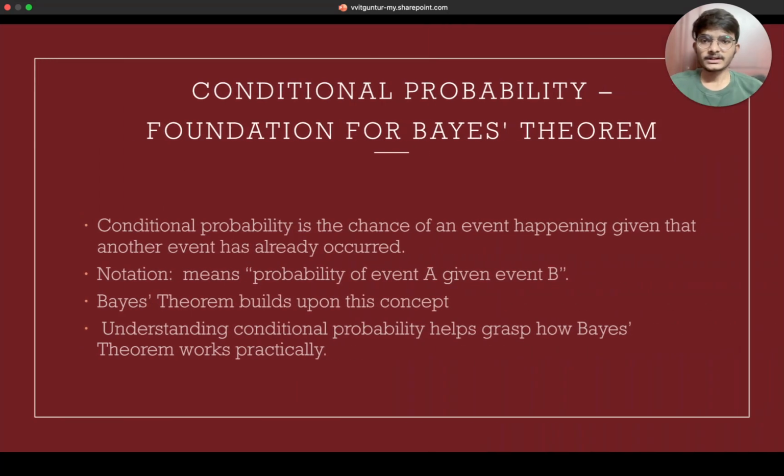Now, beginning the topic, before beginning the explanation of Bayes' theorem, I want to explain conditional probability, which is a foundation for Bayes' theorem. Conditional probability is the chance of an event happening given that another event has already occurred. That means, suppose consider an event A. Event A has already occurred, and then the question will be, what is the probability of event B given event A? Bayes' theorem builds upon this concept. Understanding conditional probability helps grasp how Bayes' theorem works practically.